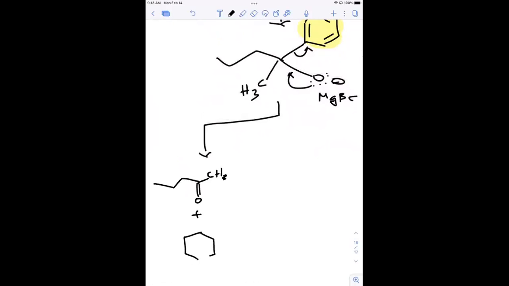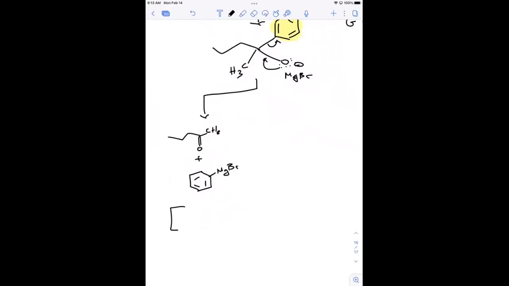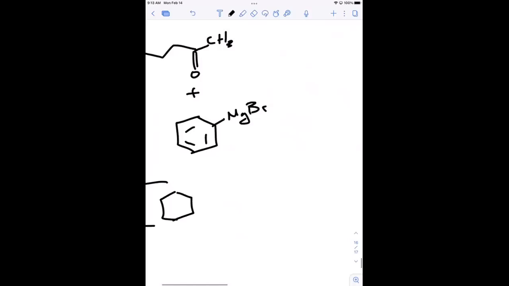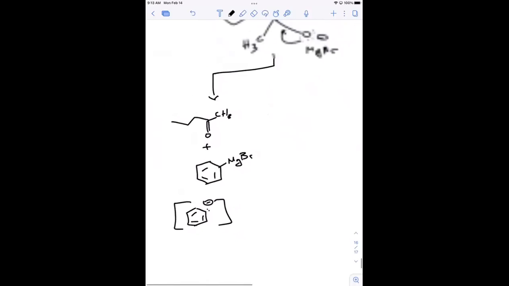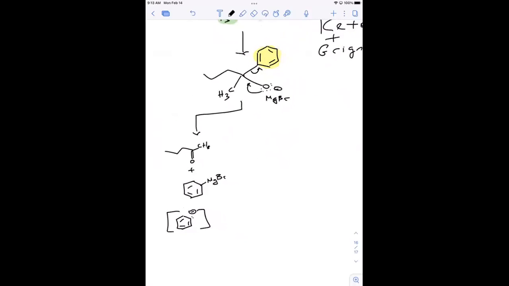Plus this Grignard, which came from this. So when you eliminate that aromatic ring, it will end up as an anion like that. So that's where I'm going to put my magnesium, wherever that negative charge is. All right. So that's one way. Let's see if we can figure out what a second route would be. Same intermediate.